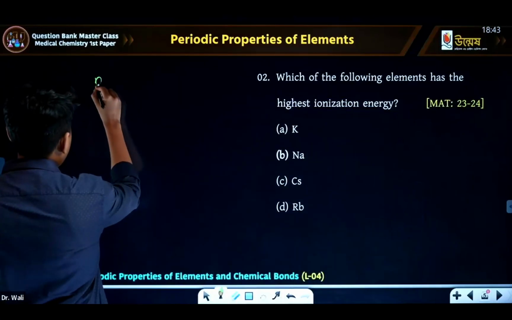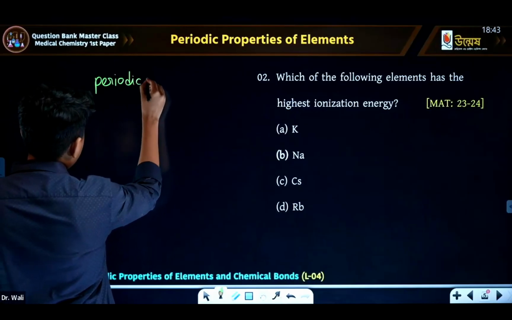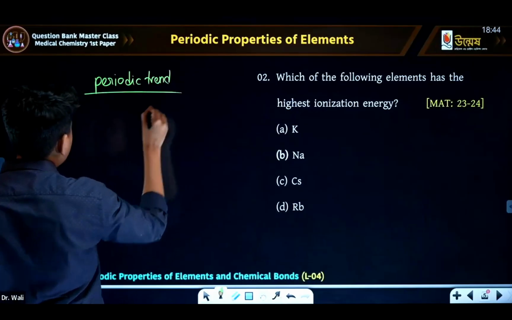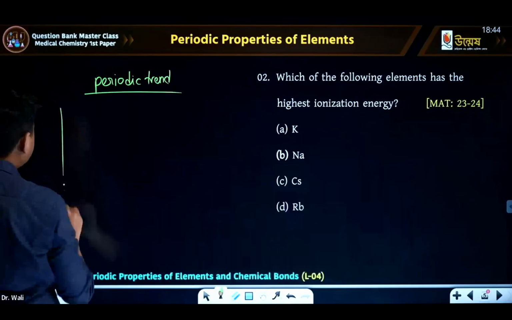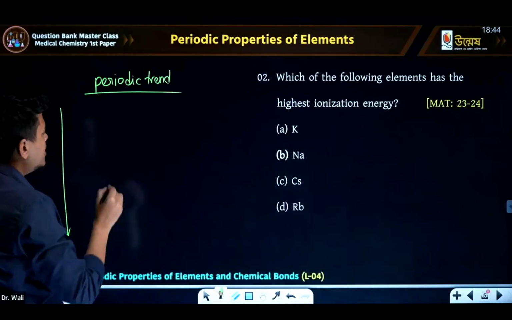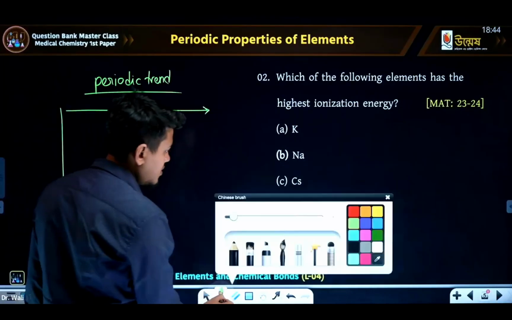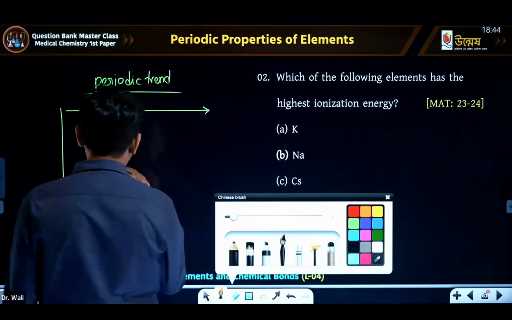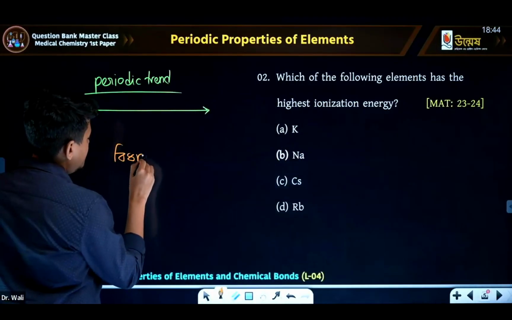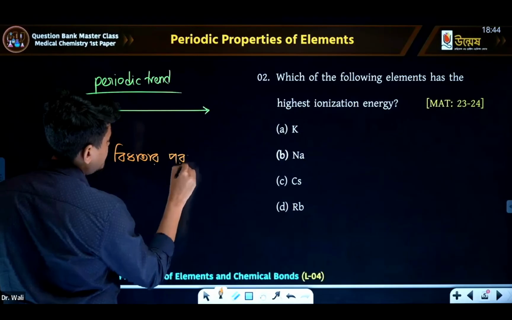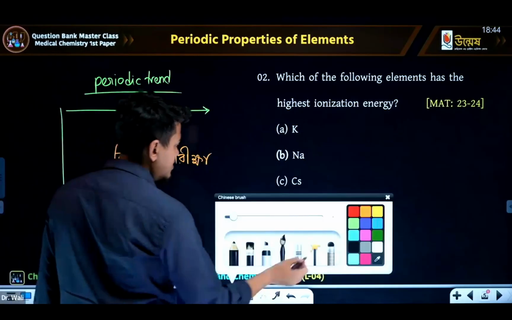Which of the following elements has the highest ionization energy? At first, we should learn the shortcut technique to remember the periodic trends. As we know, from the periodic table, from top to bottom there will be a group, and from left to right there will be a period. I am writing a Bangla mnemonic, which is Bidhatar Porikha. What does it stand for?